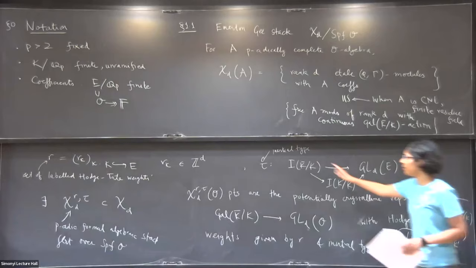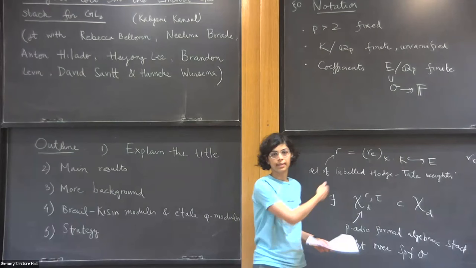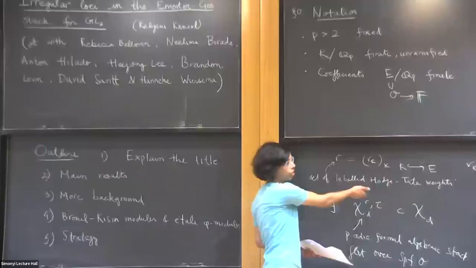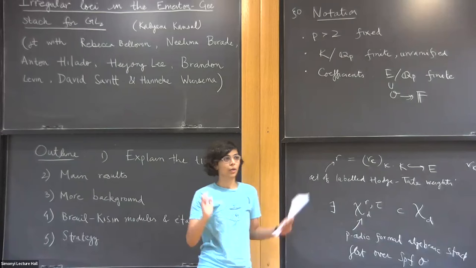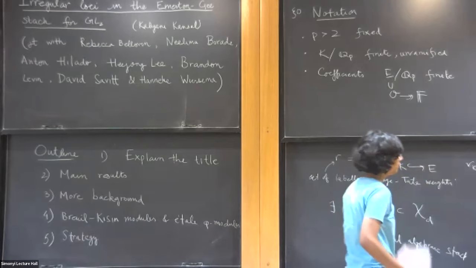So the reason I'm talking about Hodge-Tate weights is because that irregular word is some adjective associated to the Hodge-Tate weights. So this would be M also. There's no Z, the Hodge-Tate weights could be negative. Oh, sorry. Yes.